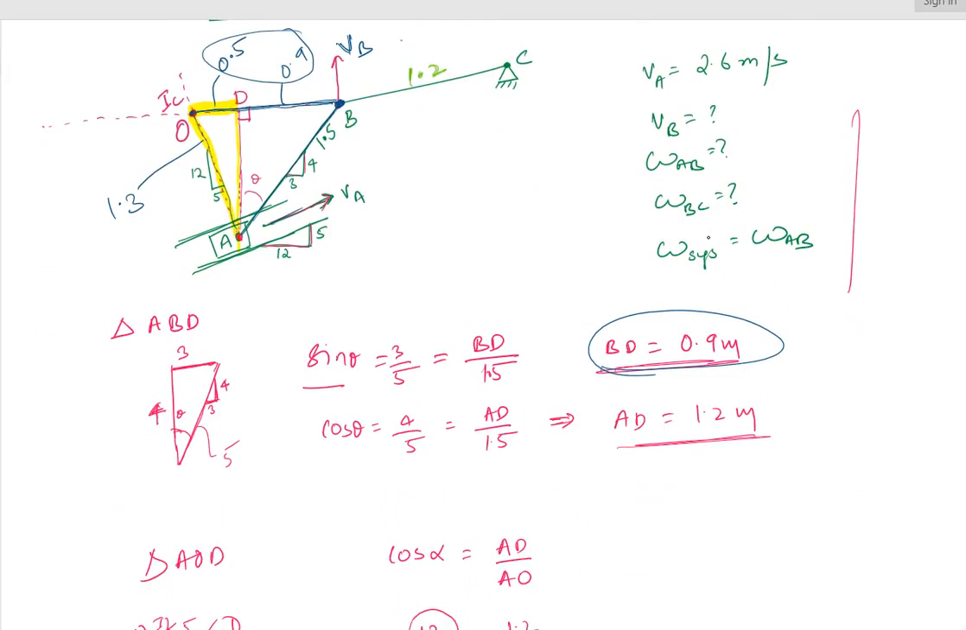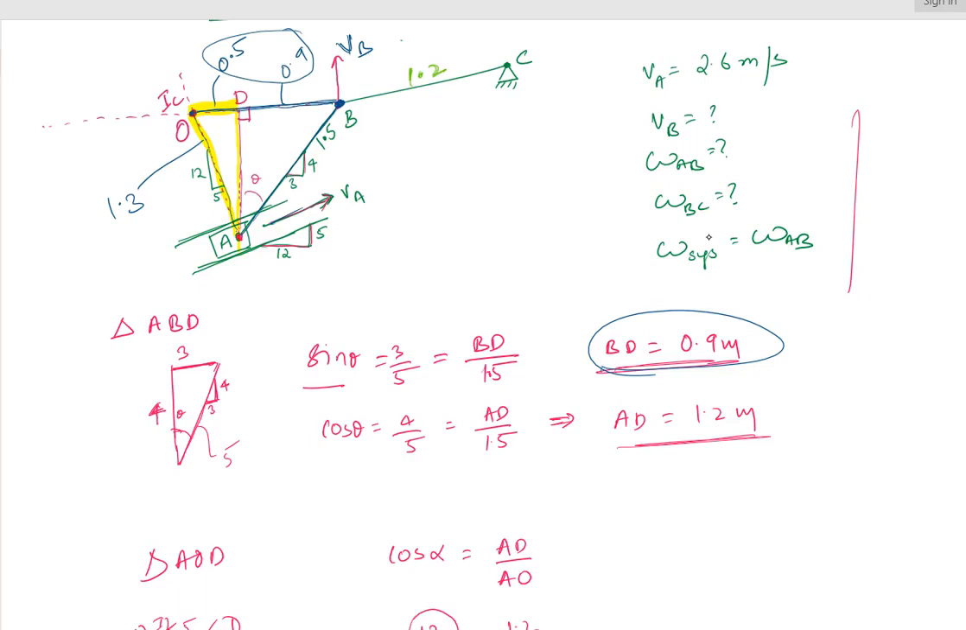So to recap, what did we do? First we located the center of instantaneous rotation, then we wanted to find these distances, so we drew this vertical line AD, split this triangle into two right triangles, and used these angles.